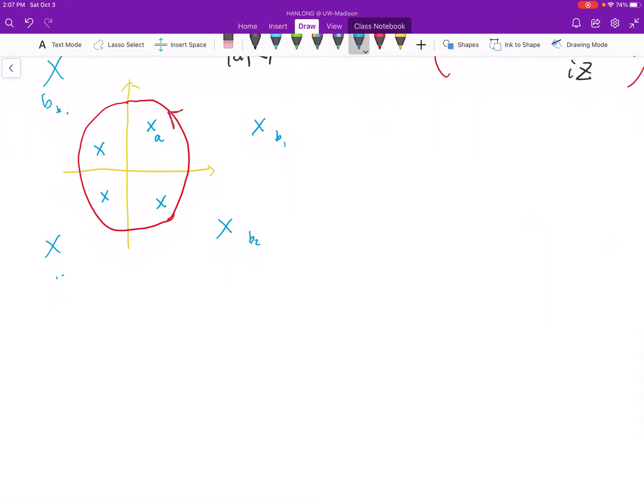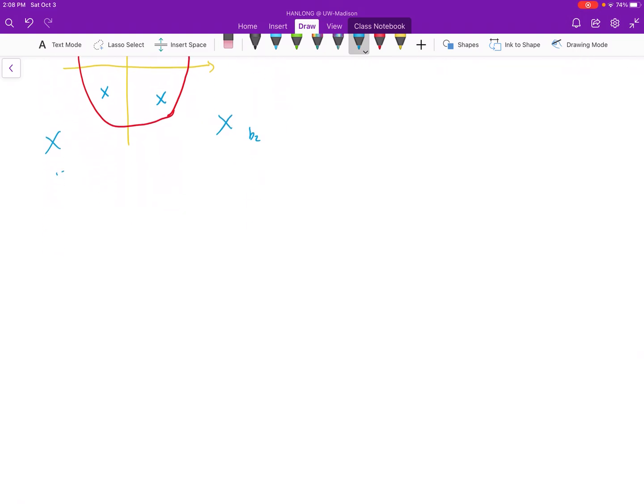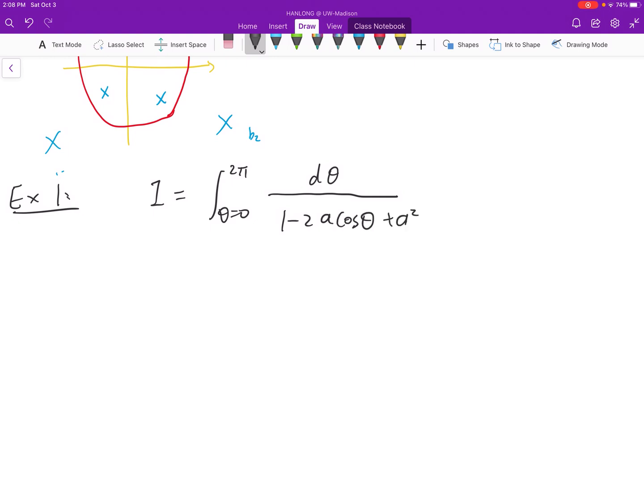You first do some U-substitution, transforming the theta integral to a z integral. Then you calculate the residues. We will do some exercises to get familiar with this method. Suppose now you have the integral from 0 to 2 pi of d theta over 1 minus 2a cosine theta plus a squared, where a is between 0 and 1.